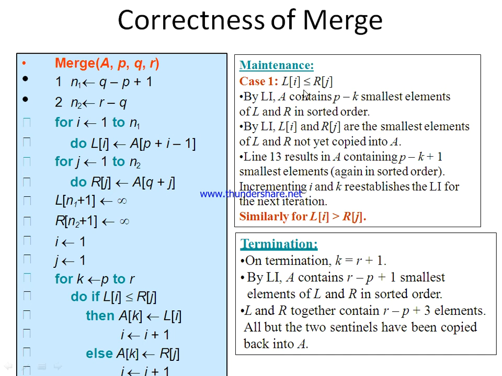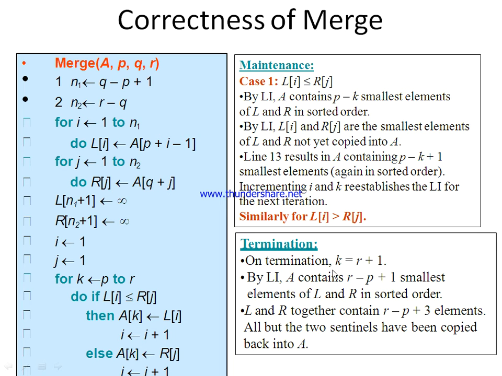Maintenance. Case 1: L[i] is less than or equal to R[j]. Then A contains the k minus p smallest elements of L and R in sorted order, and L[i] and R[j] are the smallest elements of L and R not yet copied into A. So the condition is that they are copied in sorted order. If this condition does not hold, those are not copied.